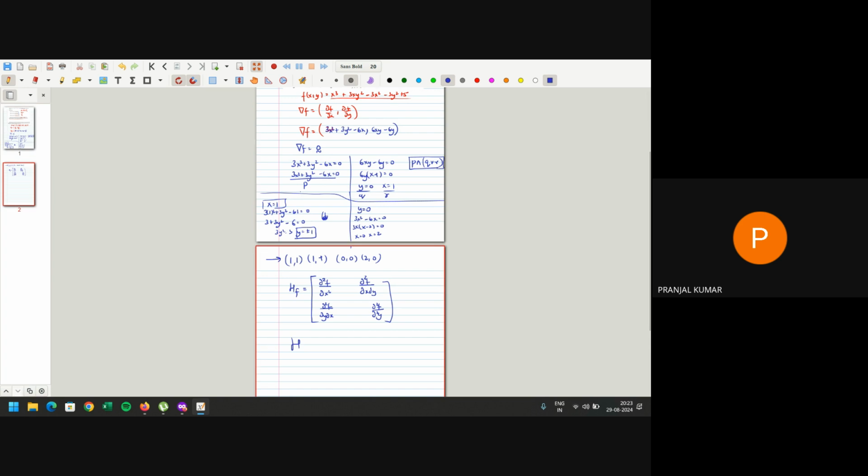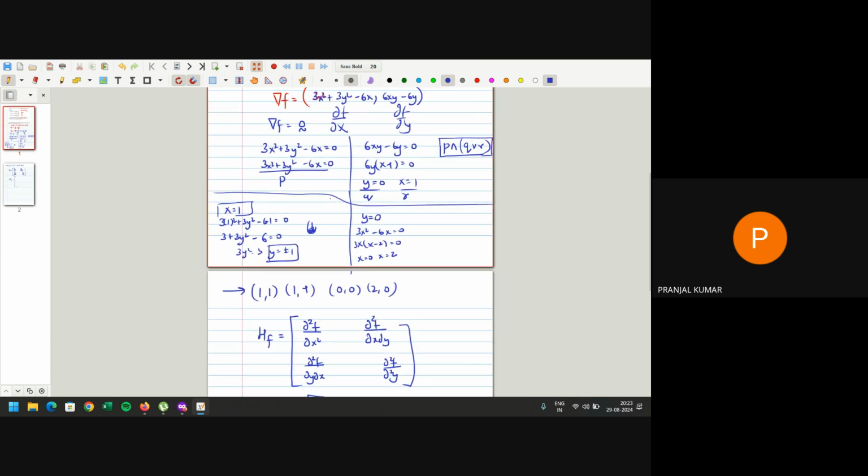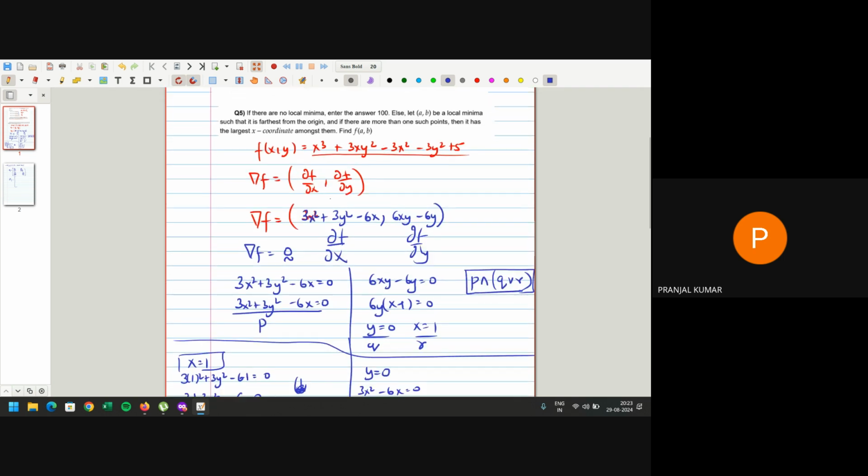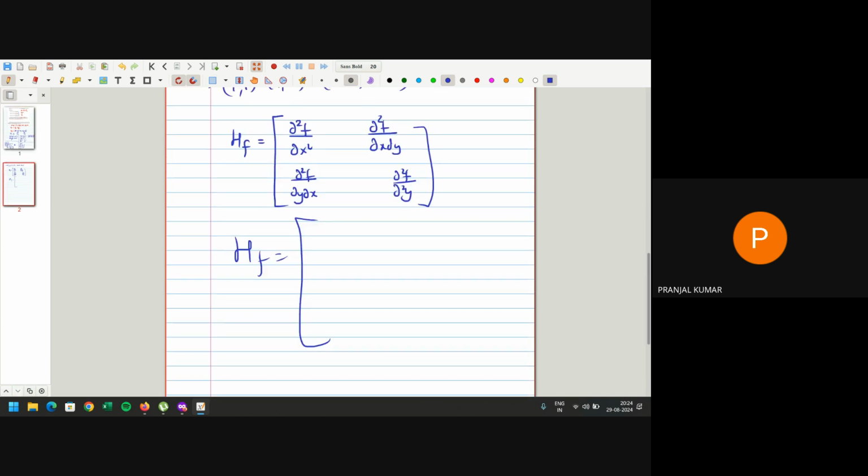So the Hessian matrix would be, you have del f by del x, and this was your del f by del y. You just have to differentiate. The first row you will get by partially differentiating with respect to x, this vector. Then the second row you will get by again partially differentiating. I think my pointer might not be visible. Let me write it: 3x square plus 3y square minus 6x.